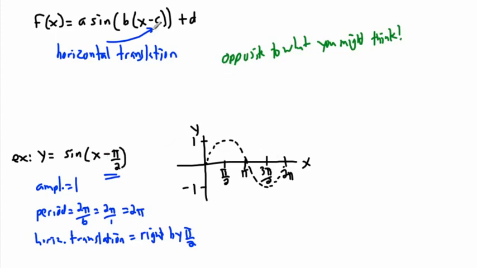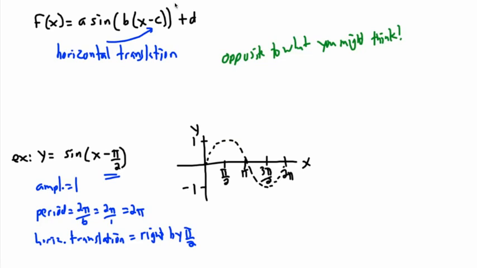The reason why that is just because of the way the notation works. It says actually x minus c. So if c itself is positive, you do a negative. So it's just a matter of being careful with this. But this is what it really means for you. So it does opposite of what you think. If it says x minus pi over 2, you might think it goes left. That means it goes right.